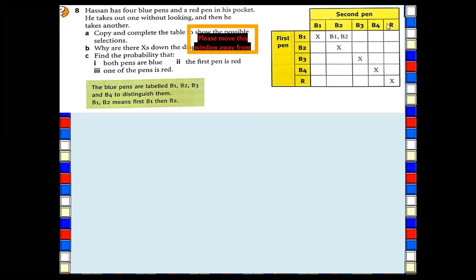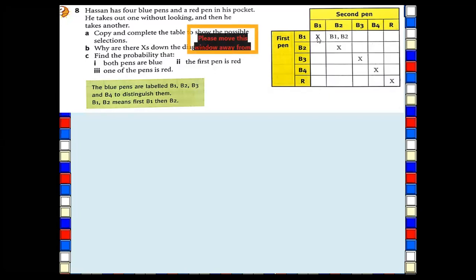The last one is red. Same thing for the second time. Again, it doesn't matter where you put first and second. So here, the first one, as Tala said, B2 B1. Yes, type below it. Under it, B3 B1. Yes. B4 B1. Yes. Then R B1. Yes, red with B1.